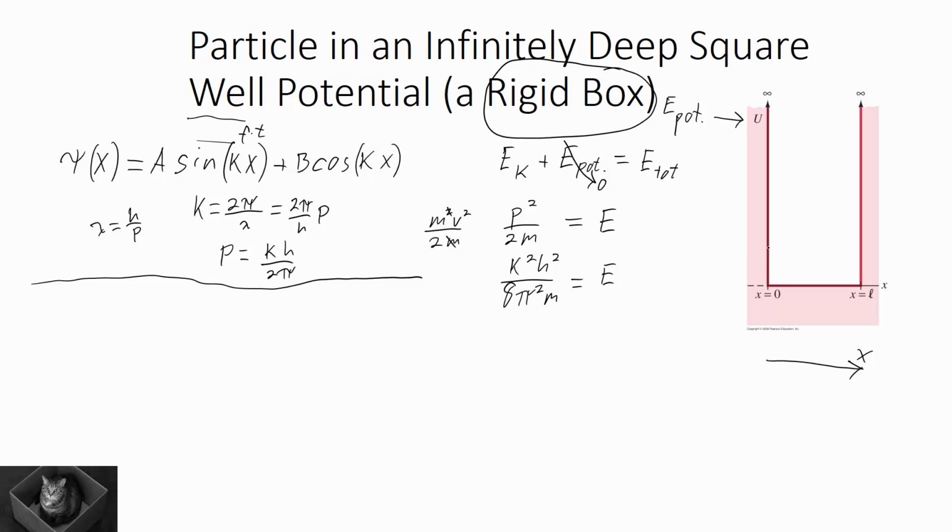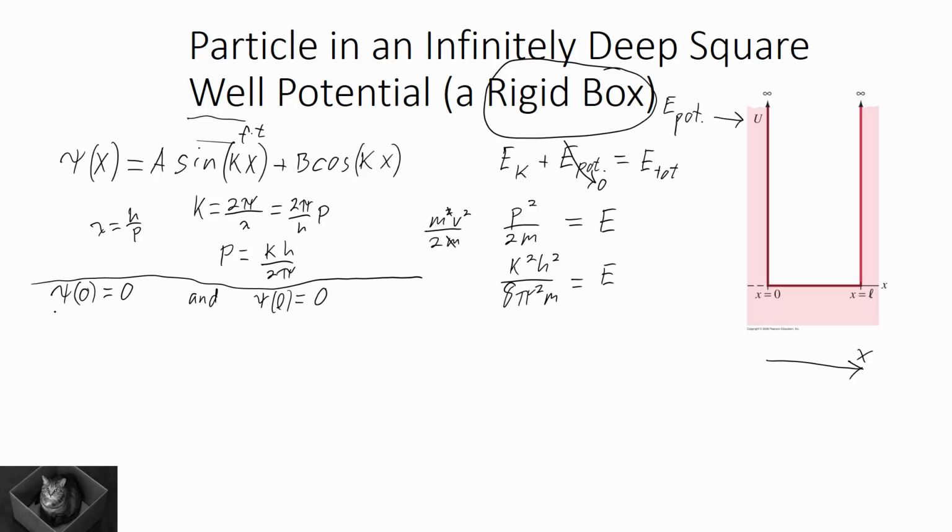I know that that has to go to 0 at the wall, because I have 0 probability of the particle going through this wall. So one boundary condition I can apply is that at the location x equals 0, my wave function has to go to 0. And also at the other wall, so at the location x equals L, my wave function also has to go to 0 there. So let's start with this one.